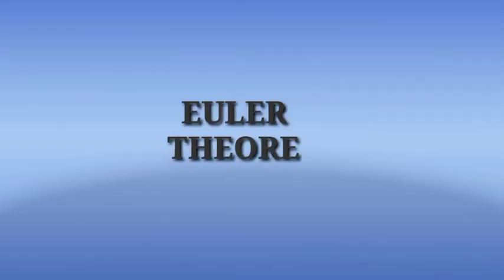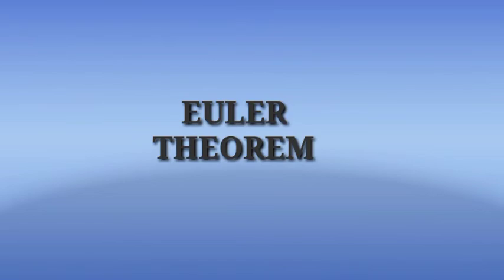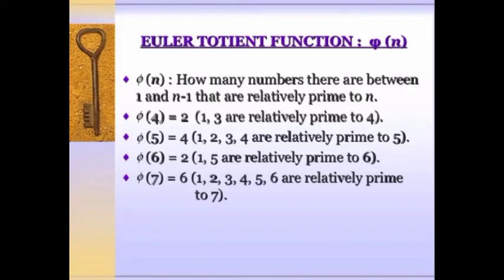So now let's proceed to the last theorem, which is Euler's theorem. The Euler totient function: phi of n is how many numbers there are between 1 and n minus 1 that are relatively prime to n. So for example, phi of 4 is equal to 2, the quantity of 1 and 3 that are relatively prime to 4.